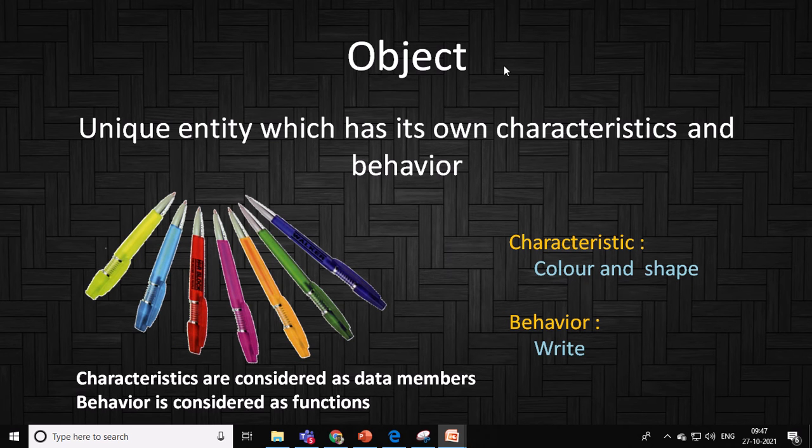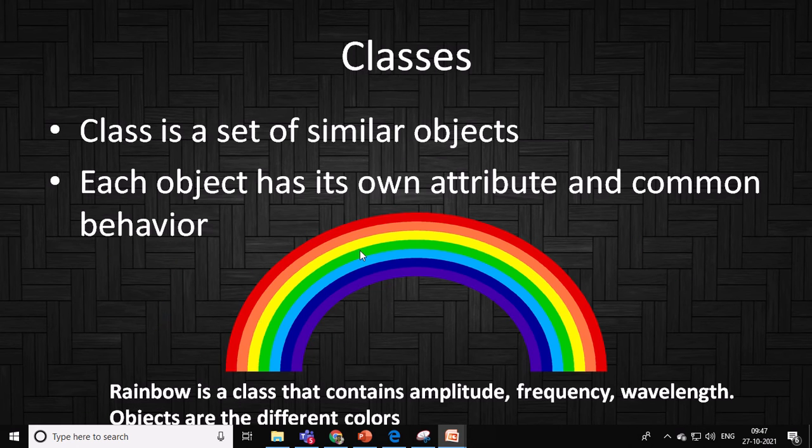And then, what is an object? A unique entity which has its own characteristics and behavior. Characteristics are considered data members and behavior is considered functions. Give some examples and then go through. Classes are similar sets of objects. Each and every object has its own attributes and common behavior.